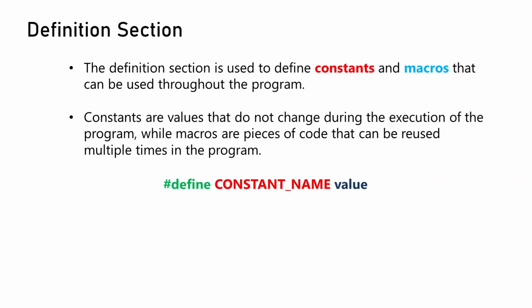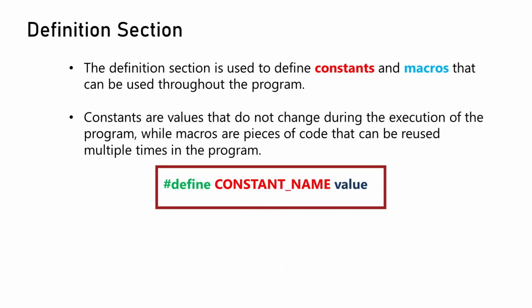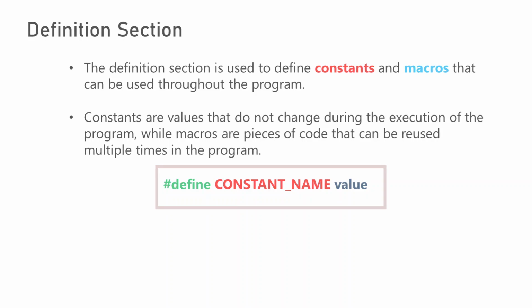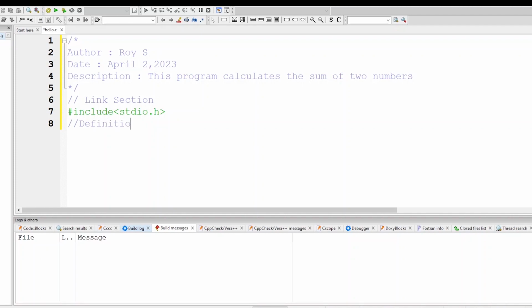Next is definition section. The definition section is used to define constants and macros that can be used throughout the program. Constants are values that do not change during the execution of the program, while macros are pieces of code that can be reused multiple times in the program. To define constants in the definition section, we use the #define preprocessor directive. The syntax for defining constants is the keyword define, then constant name, and the value. In the syntax, constant name refers to the name of the constant, and value refers to the value of the constant.